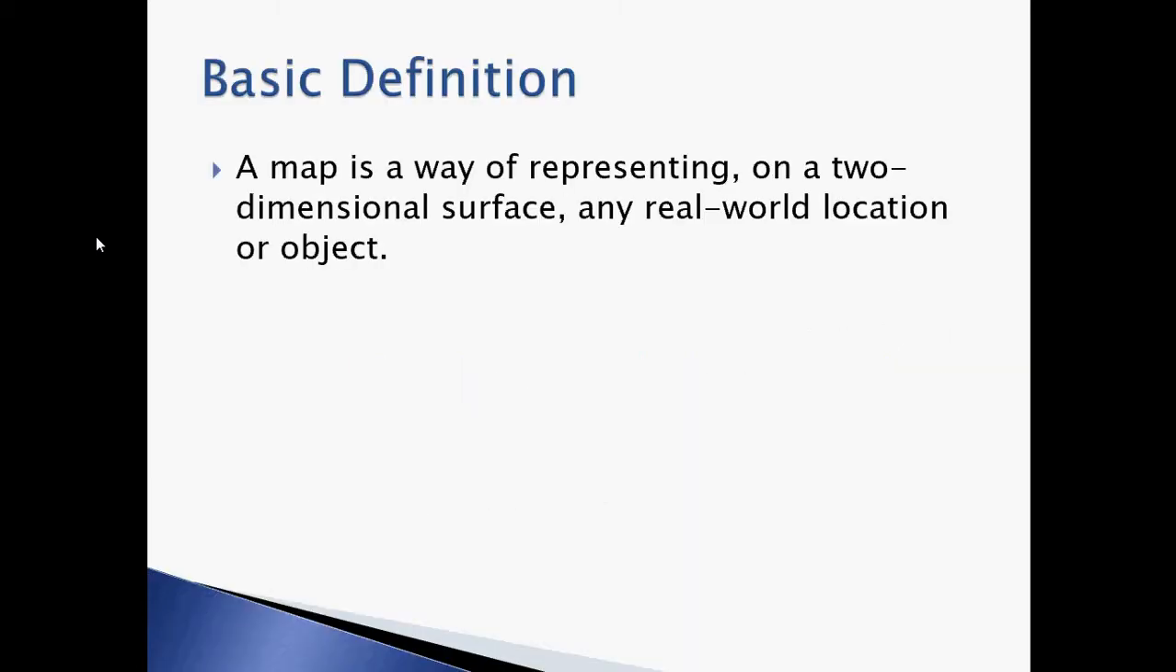Let's start with the basic definition. A map is a way of representing on a two-dimensional surface any real-world location or object. So this can be a map of the world and the entire globe flattened out onto a piece of paper, or it can just be a country or a region, or it can even be something as small as a city, or even some of you may have seen maps of your house. We have maps of the building for our evacuation plan. So it can be as big or as small as you'd like it to be.